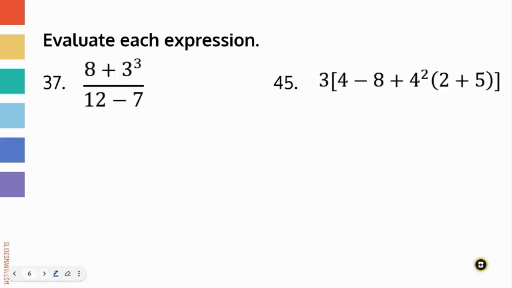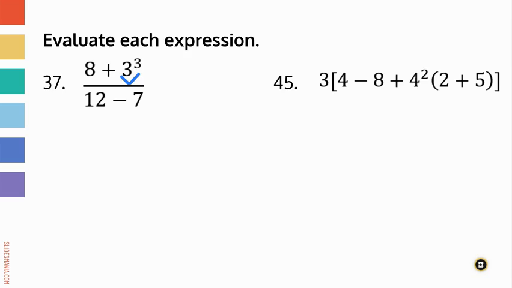Okay, we've got two more to try. So this is going to be number 37. So we've got the quantity 8 plus 3 to the third power divided by 12 minus 7. Now this is going to kind of work two ways. So you can do the top all at one time, and then you can do the bottom all at one time. So on the top, there's no parentheses. We do have an exponent. So I'm going to start with that exponent.